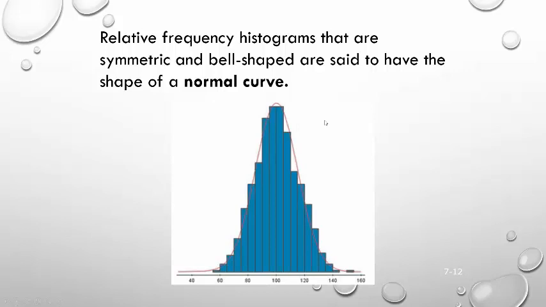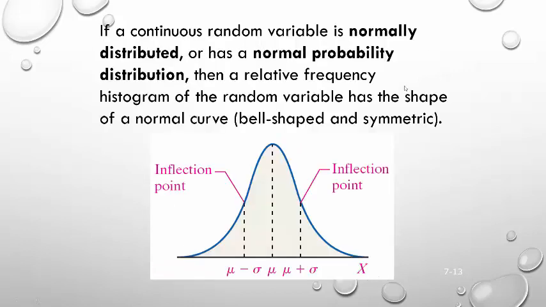All right? And we actually talked about normal curves way back during our second lecture of class when we talked about what type of shapes histograms can have. So this is something that you should have seen before, actually. If a continuous random variable is normally distributed or has a normal probability distribution function, then a relative frequency histogram of the random variable has the shape of a normal curve. That means it's bell-shaped and symmetric.